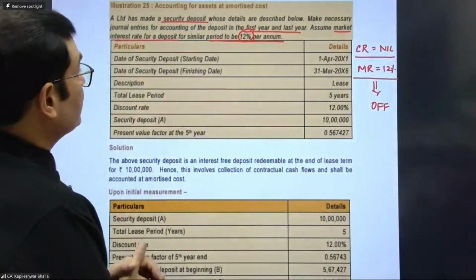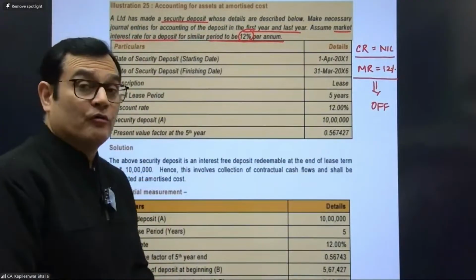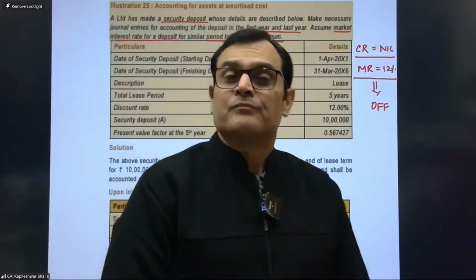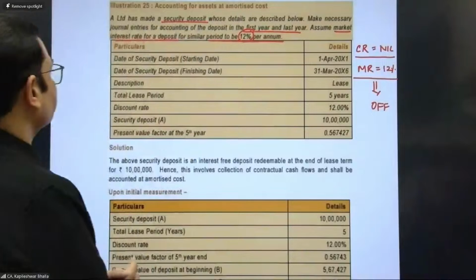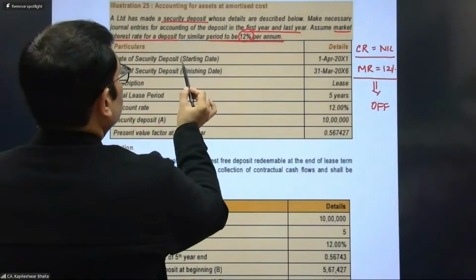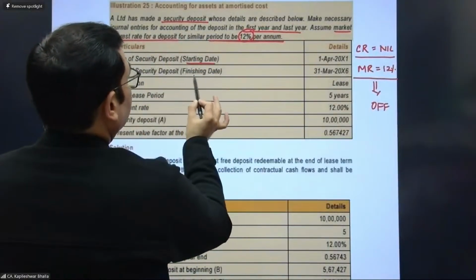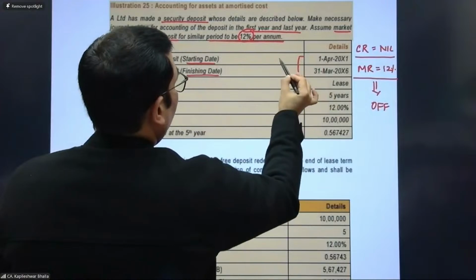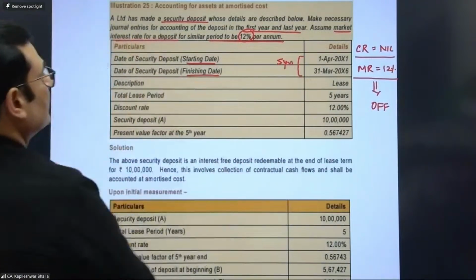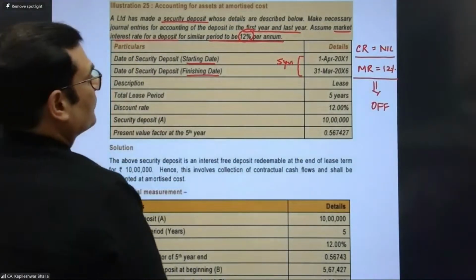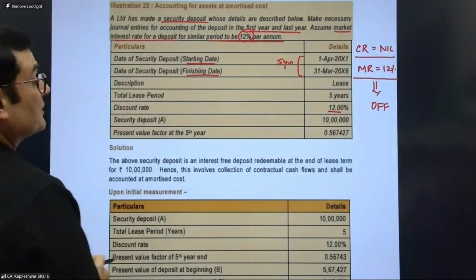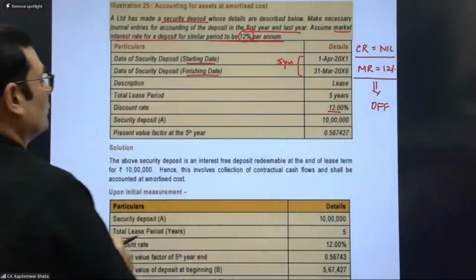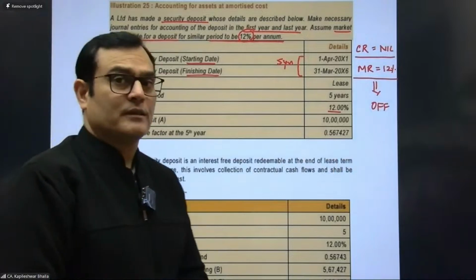Now, in this particular case, since the relationship is of a supplier and customer, or you can say a lessor and lessee, the difference is going to be attributed as a right of use asset. We are given the starting date of the deposit and the ending date, which is a gap of 5 years in this case. We are given the description as a lease for a period of 5 years, and this is the market rate. We're given the security deposit and the present value factor is also given. So let's solve this particular question.